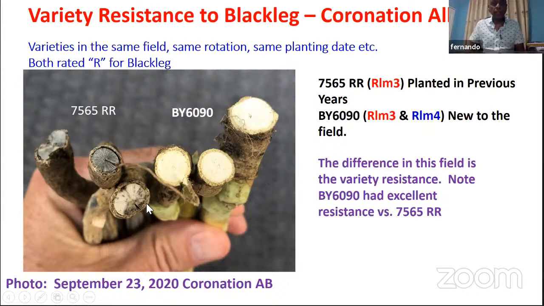So here's another example from the same field, having 2 different varieties, one carrying only the RLM3, one carrying RLM3 and RLM4. So that's a stacked gene situation from the same field. And you can see that RLM4 was actually protecting RLM3 from breaking down, and there was a significant clean crop in this field. This was during COVID. We were fortunate to go do some experiments in the fields, and this is from Coronation, Alberta, taken on September 23rd.